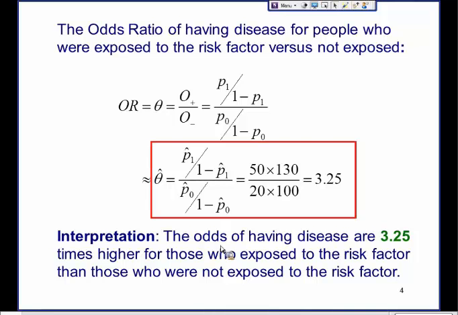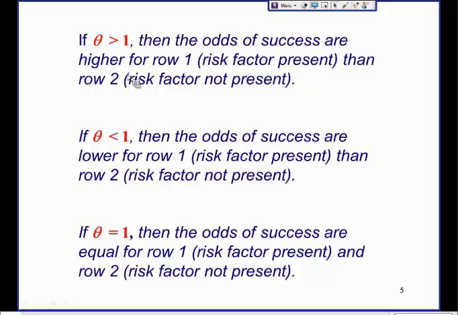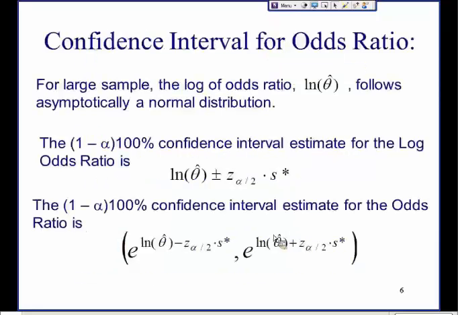Okay, so that's the odds ratio, and of course that number theta here denotes the odds ratio. If the odds ratio is greater than 1, that means what? In this case, if you're exposed to the risk factor, you're more likely to get the disease. If this odds ratio is less than 1, that means if you're exposed to the risk factor, you're less likely to get the disease. And if this odds ratio is equal to 1, that means the risk factor is not a significant factor. Whether you're exposed or not exposed to the risk factor, the outcome is about the same. So the odds ratio, you have to know that.